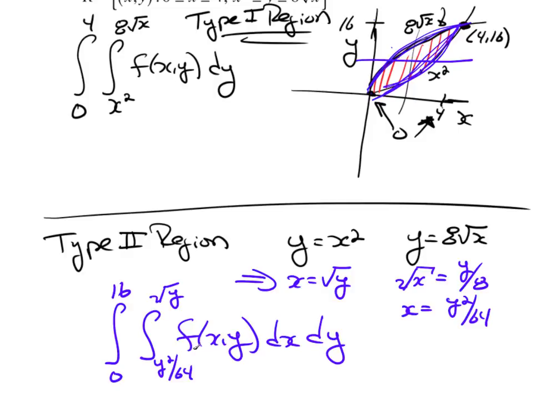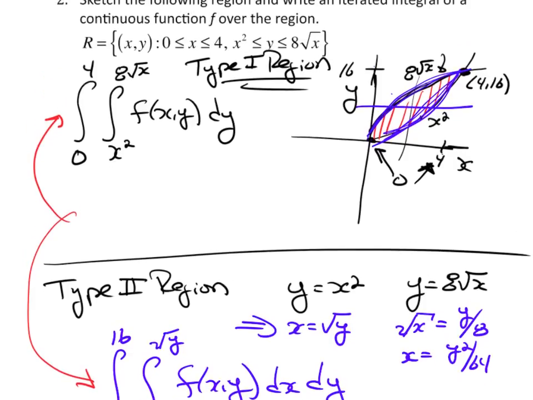Again, if I had a function that I put in here, I could use either of these. I could use this as a type 1 region, or I could use this as a type 2 region, and I will actually end up getting the same result. To me, for this particular function, the way it's set up, this is such an easier route to go.